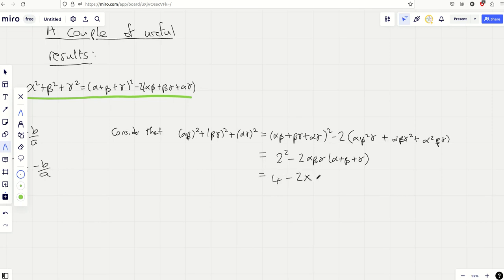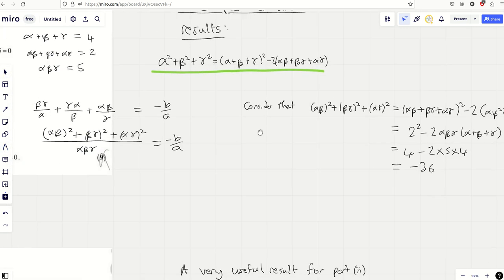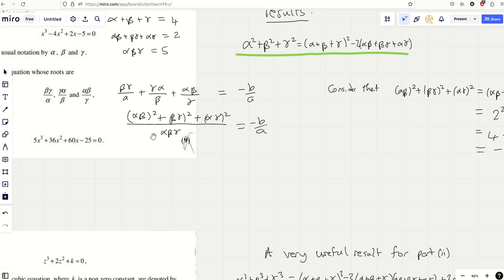minus 2 times 5 times 4. That's 4 minus 40, so that's minus 36. So what I've discovered here is the top should be minus 36, and I already know the bottom should be 5. And so I've got minus 36 over 5 equals minus b over a. And it seems pretty natural now to say, well, let a equal 5.